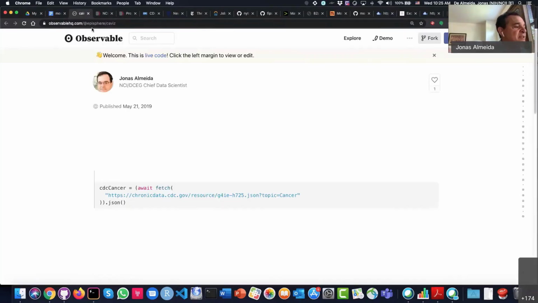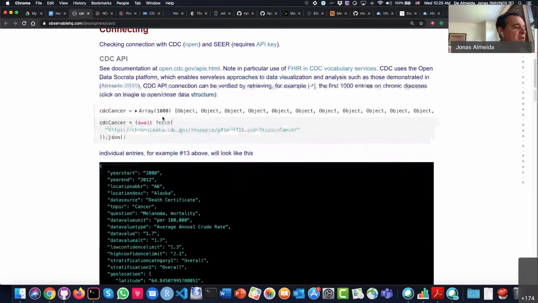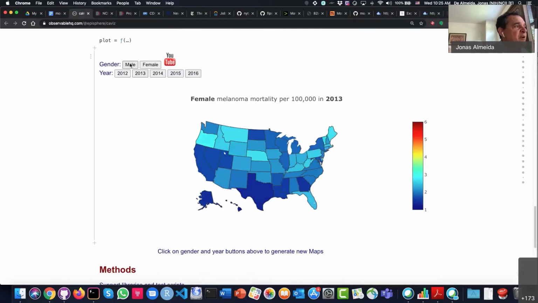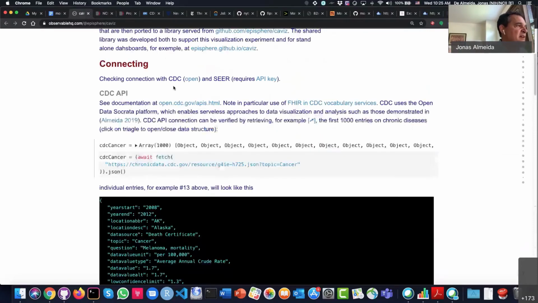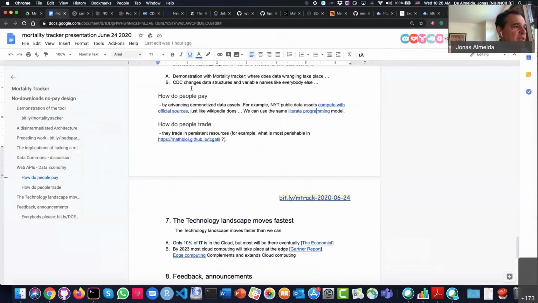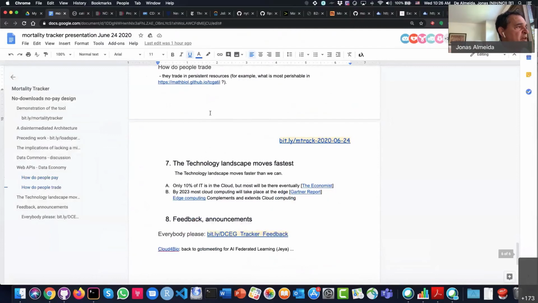This is just to make the point that there are lots of examples, and you're welcome to see them. All the links are open. You can compare things. And is this a newspaper? No, this is an NCI data scientist making his analytics available to others. How do people trade? So I wanted to show an example where I'm complaining about myself.